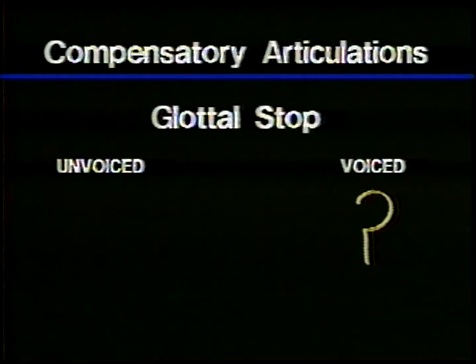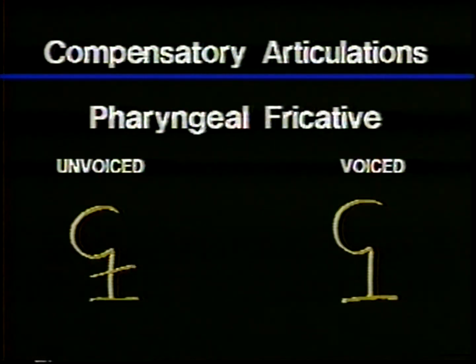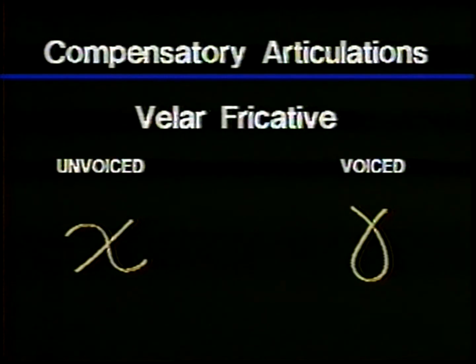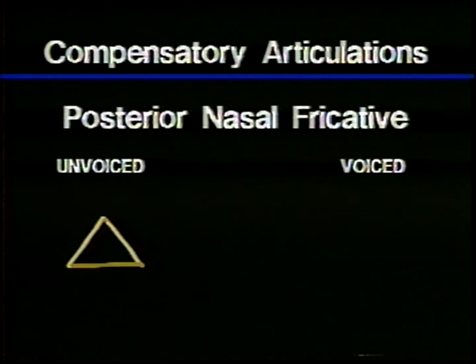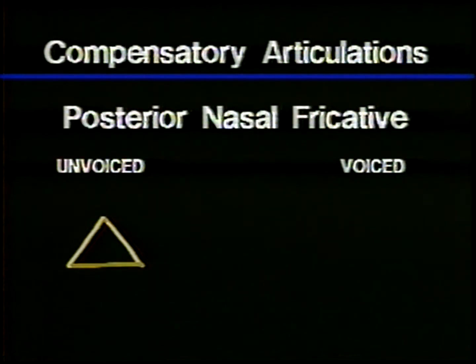Like the normal consonants of English, these compensatory productions are unvoiced or voiced and require a special set of symbols for phonetic transcription. Compensatory articulations include the glottal stop, the pharyngeal stop, the pharyngeal fricative, the pharyngeal affricate, the velar fricative, the mid-dorsum palatal stop, and the posterior nasal fricative. Note that the glottal stop is only voiced. The posterior nasal fricative is an unvoiced production.